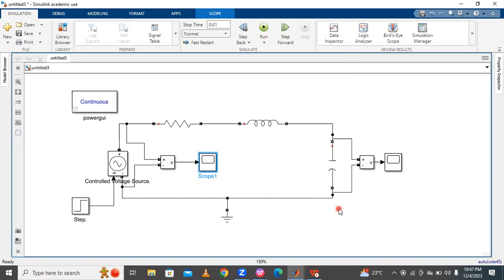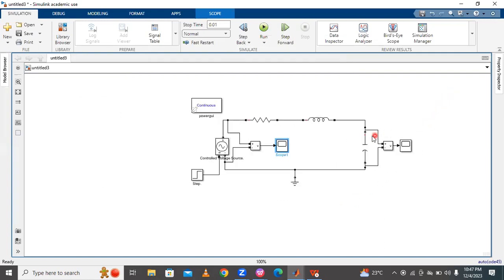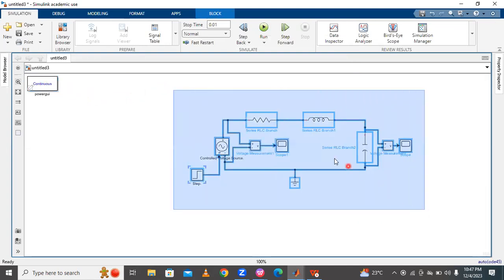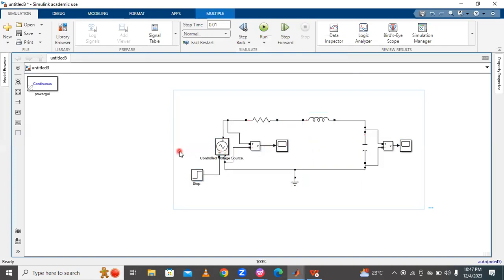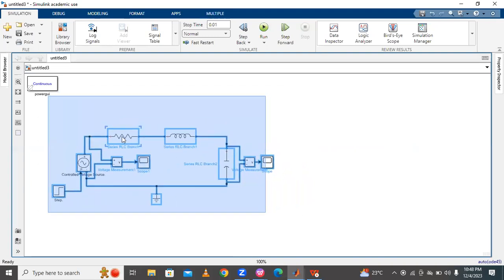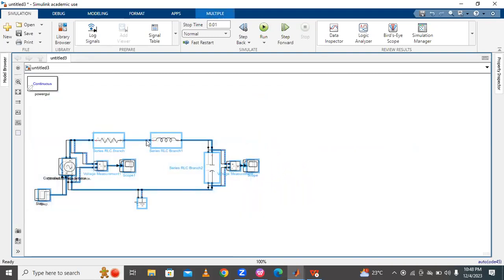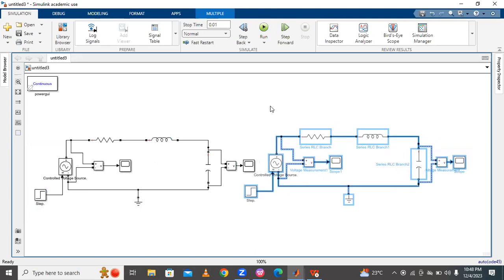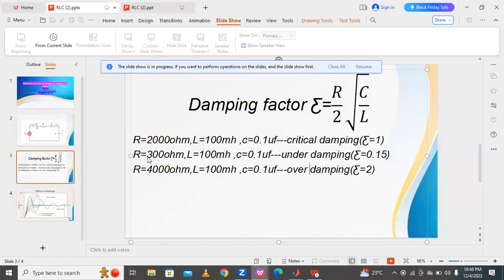If you want to know the response for the critical damper system, copy and paste one more system. The first one is called the 100 ampere system. For the second one, what is the response? For the second one, R is equal to 2000. That is called the critical damper system.